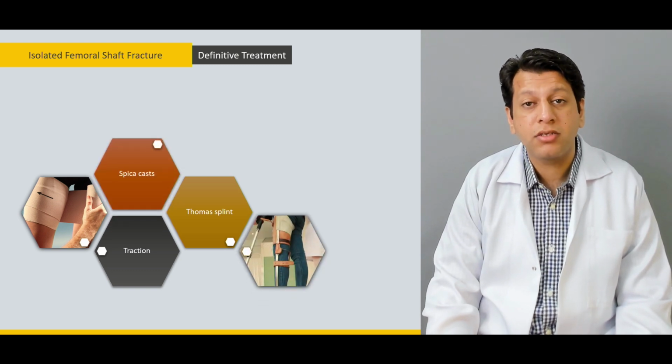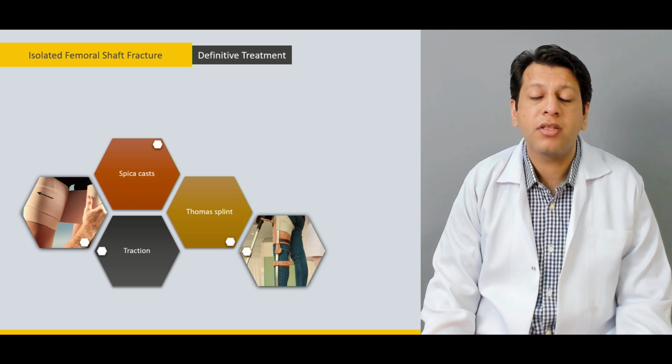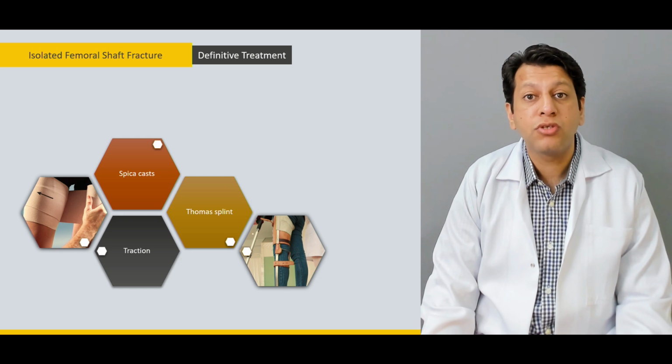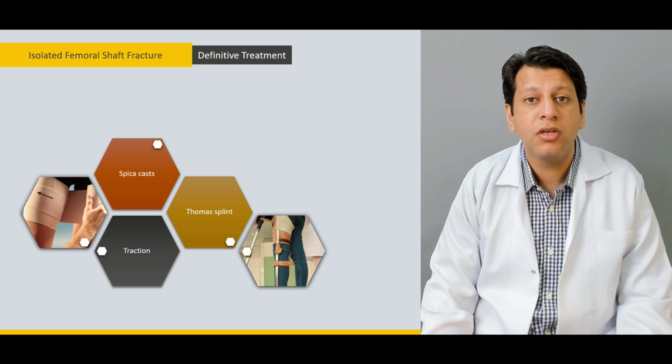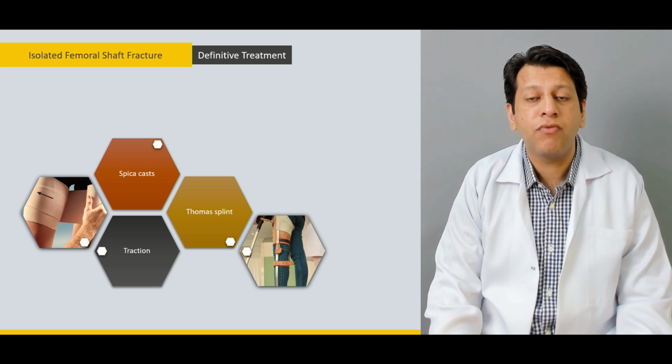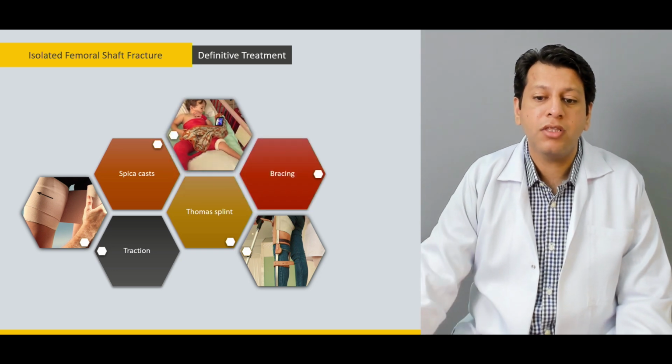Coming to the spica cast. Spica casts are not routinely used in adults, but in children from 6 months to 5 years of age, the treatment of choice is to apply a hip spica for the proximal third or middle third femur fracture, which is in this shape.